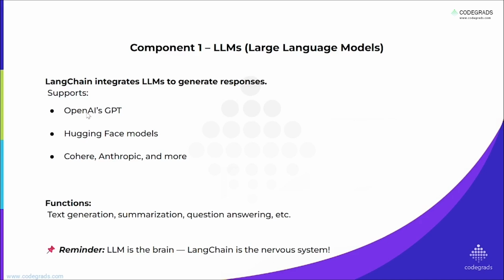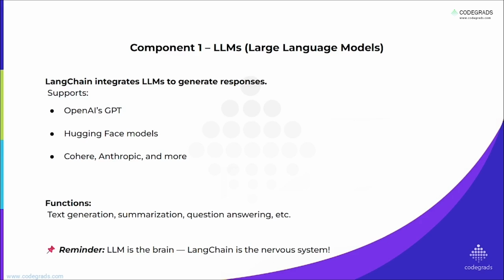So it supports OpenAI's GPT, Hugging Face models, Cohere, Anthropic's Claude, and more. Its functions are text generation, summarization, and question answering. Now we have a reminder here: the LLM is the brain and LangChain is the nervous system.